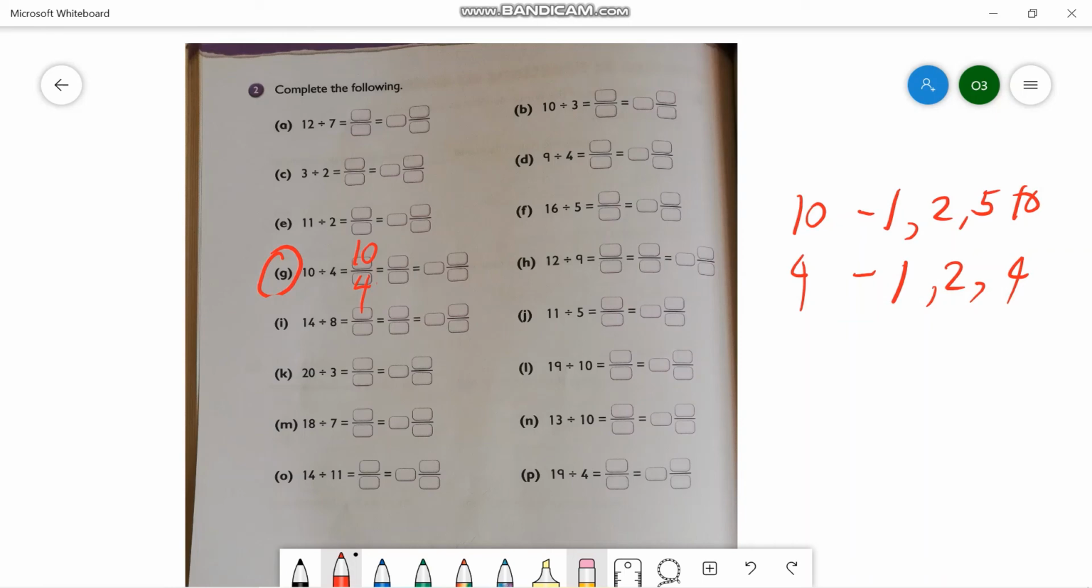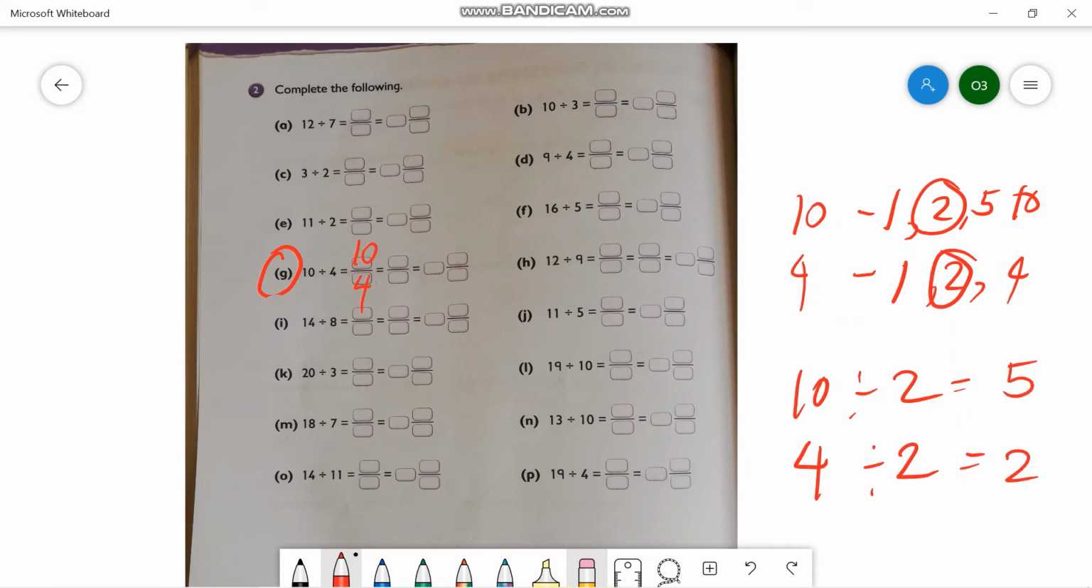So which of the numbers of the factors are the same? So we have 2 and 2. So it means we're going to divide 10 by 2 and 4 by 2. 10 divided by 2 and 4 divided by 2. So 10 divided by 2 is 5 and 4 divided by 2 is 2. So we will write here 5 over 2.